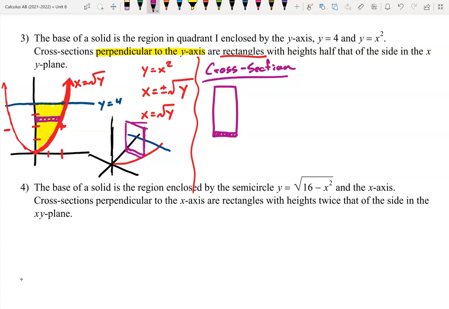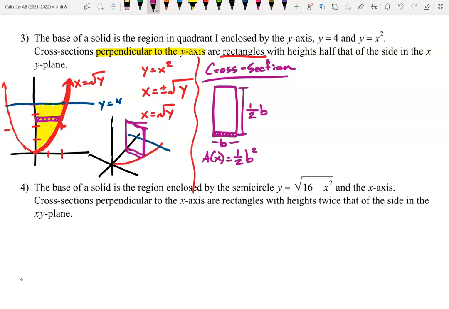Right? So when it says that the squares are in the xy plane, it's going to be that base of the rectangle. That base is down there. So if this is my base, what are they saying the height is? Half of that. So 1/2 b. Then what is my area going to be? 1/2 b squared.